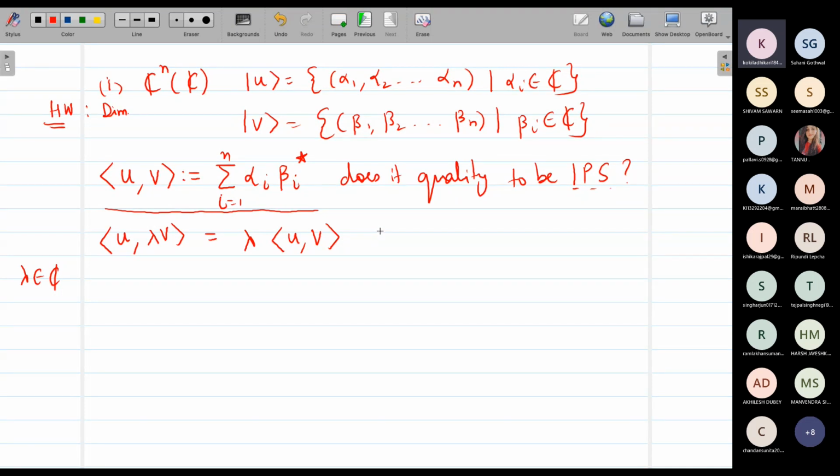Keep your pens and papers ready in the mathematical physics class because we'll have to do it. Whenever you multiply a scalar with v, each of the components beta 1, beta 2, beta n will become lambda beta 1, lambda beta 2, lambda beta n, and so on.